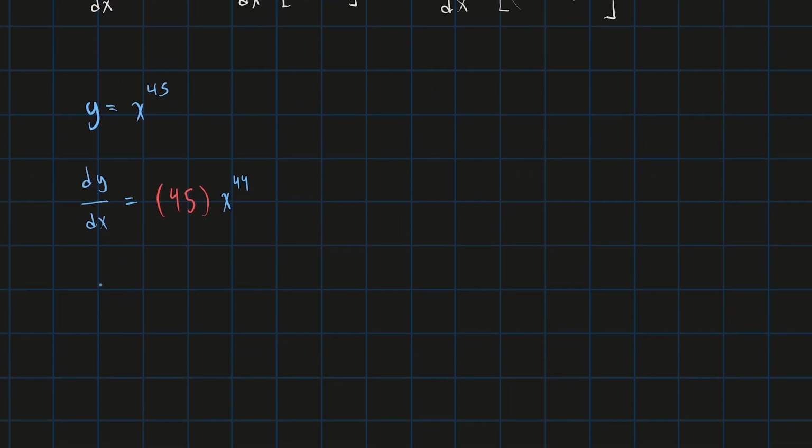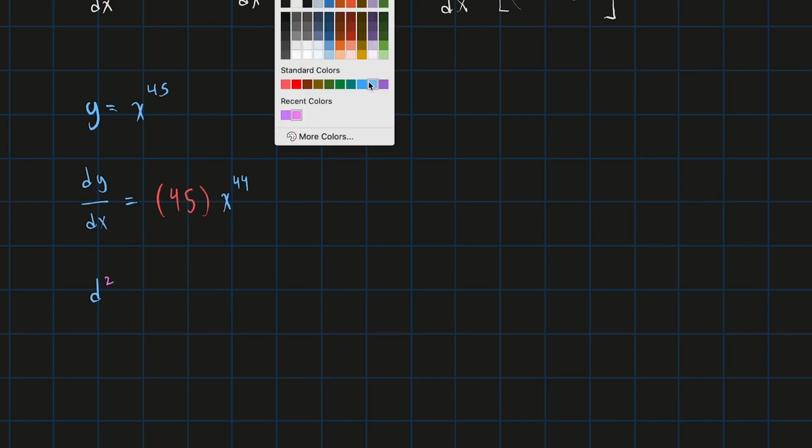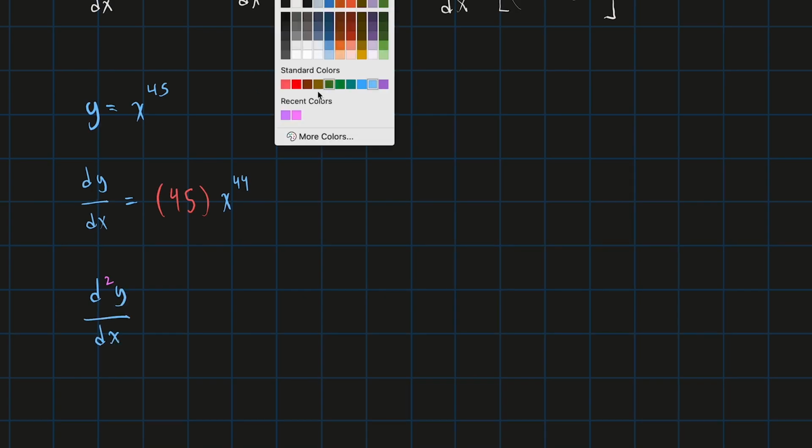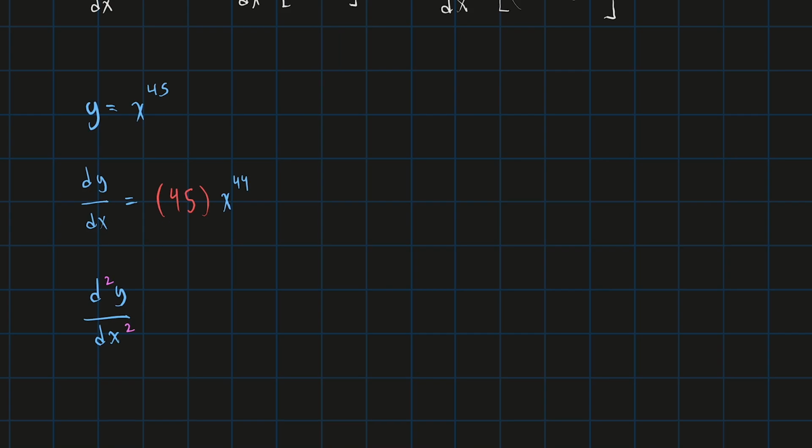If I take the second derivative, this becomes d squared y over dx squared. And we just take the derivative of this. So that means we keep our 45 out front, and multiply it by this exponent, 44. And then we decrement the exponent of our x. So this becomes x to the 43.